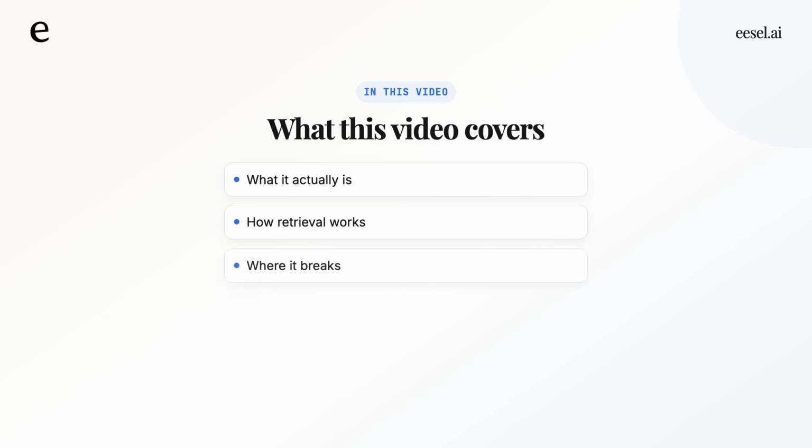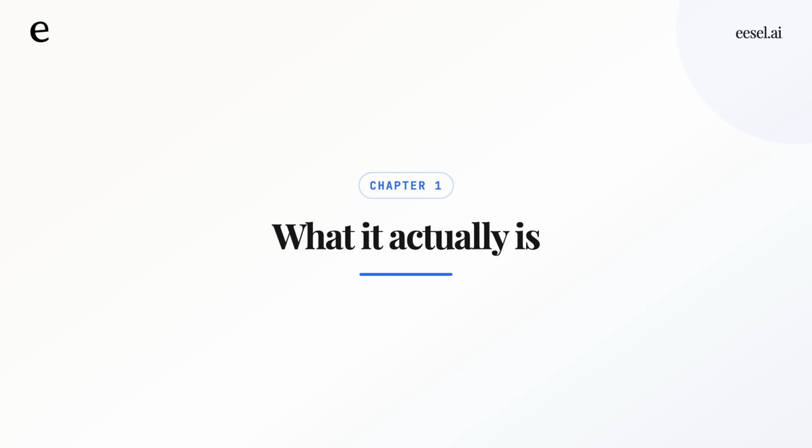Here is the path. First, what it actually is. Then, how retrieval works, stage by stage. Then, where it breaks. Then, how to build one. And finally, permissions and proof that it is working. Start with the definition, because one word in it does most of the work.